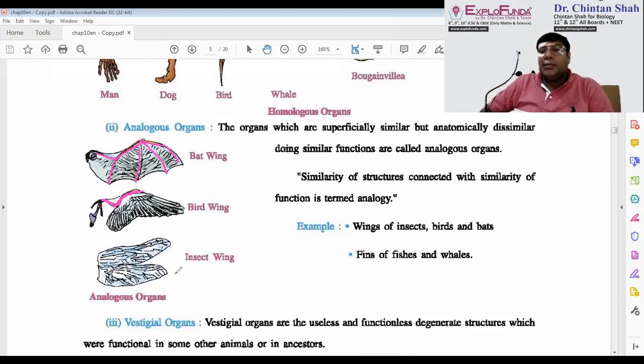organs. Similar structures connected with the similarity of function is termed analogy. That's known as what? Analogy. The wings of insects, birds and bats, and the fins of fishes and whales. Wow. So does it make sense to you? Isn't it easy and good and making sense to you?